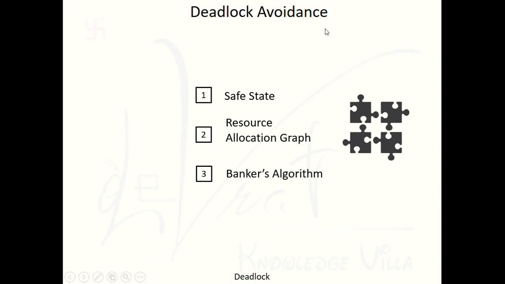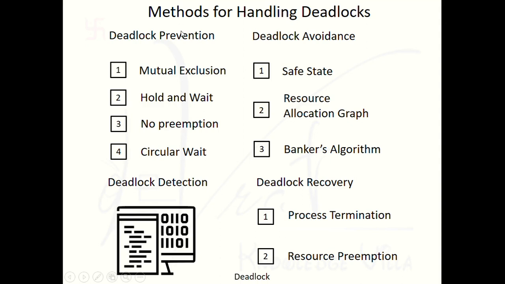Now the fundamental question is why we want to avoid the deadlock. Because actually there are various methods for handling deadlocks, that is prevention, avoidance, detection, recovery and ignorance. We have already discussed the deadlock prevention.